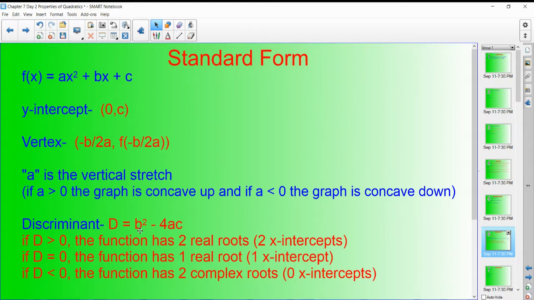So now three things could happen. The discriminant could be positive, it could be equal to 0, or it could be negative. And that will tell us how many times the graph touches the x-axis. And all of this information is really useful. So let's take a look and let's do an example together.